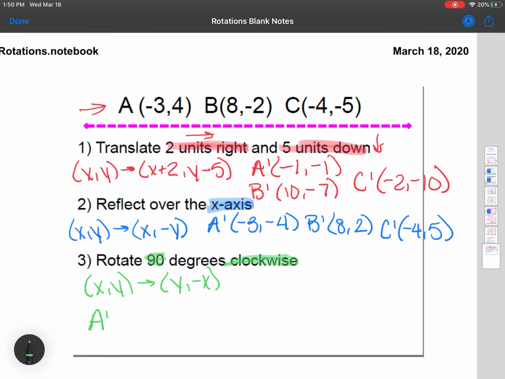So, A prime is going to be y stays the same. 4, negative of negative 3 is positive 3. B prime, y stays the same. Negative of positive 8 is negative 8. And lastly, C prime, y stays the same. Negative of negative 4 is positive 4.